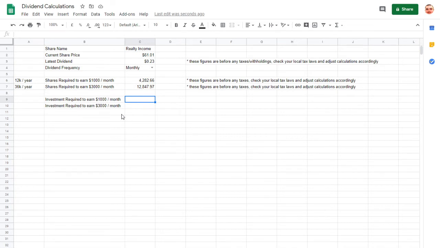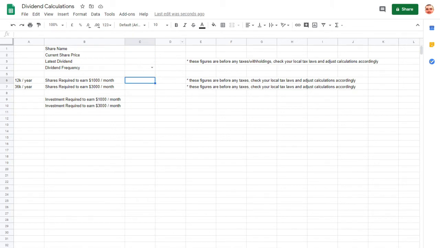Now, to figure out the investment amount required to get $1,000 a month, we simply take the shares required and times it by the share price, because you would need to buy that many shares at that price. And the same thing for the 3,000. So as you can see, with Realty Income, current prices and last dividend, you would need 4,000 shares, which at $61 a share would be $261,000 to get a consistent £1,000 a month.